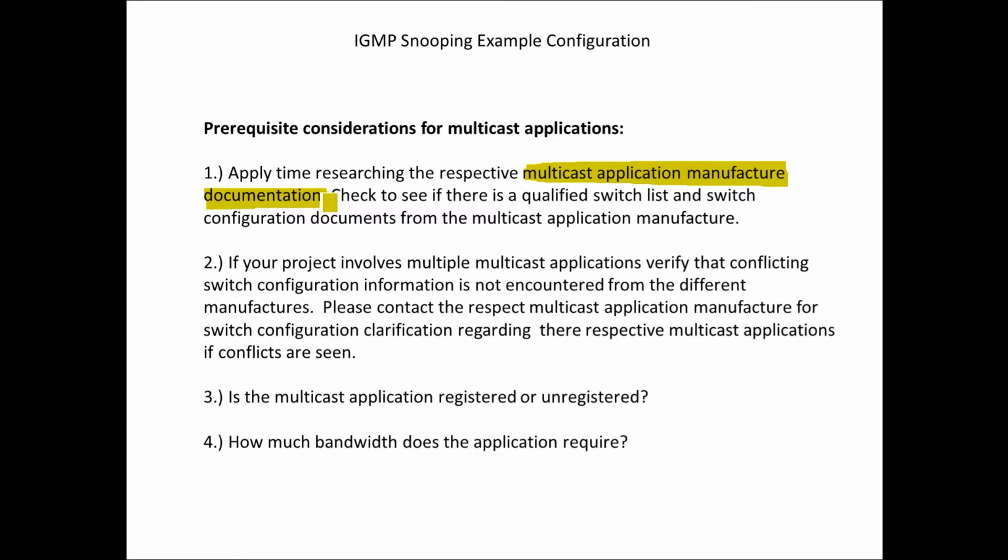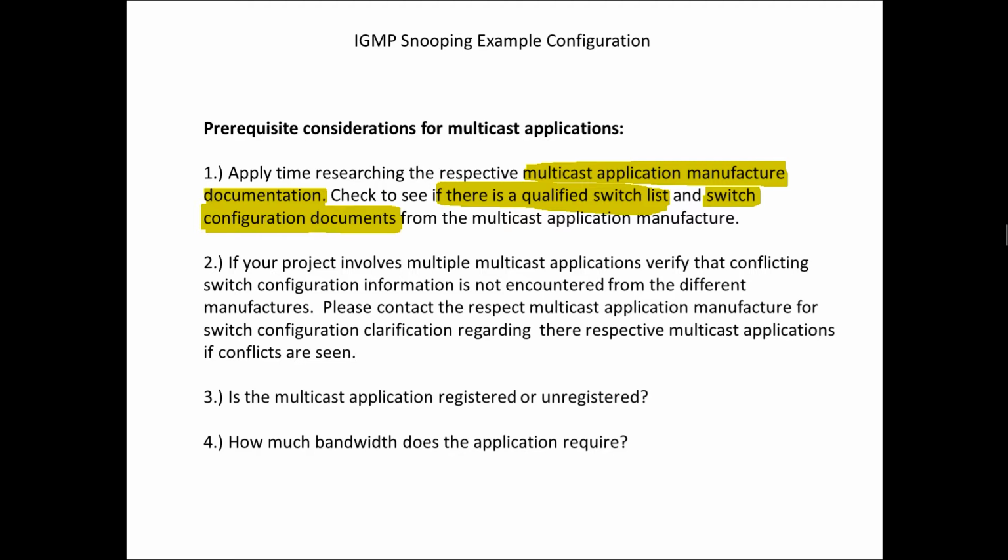Also check to see if there's a qualified switch list. A lot of manufacturers that produce multicast applications for the pro audio video industry actually have a switch qualification program where they'll qualify switches, and they'll also publish configuration documents for the qualified switches. Again, very critical. You want to control your risk exposure, and one of the key methods of minimizing your risk exposure is by seeing specifically which switches the respective multicast application manufacturer has tested, and then looking at the documents they produce for those specific switches as far as the configuration.